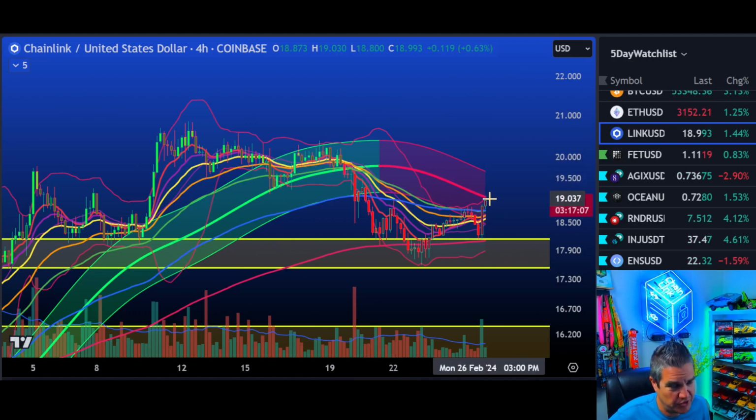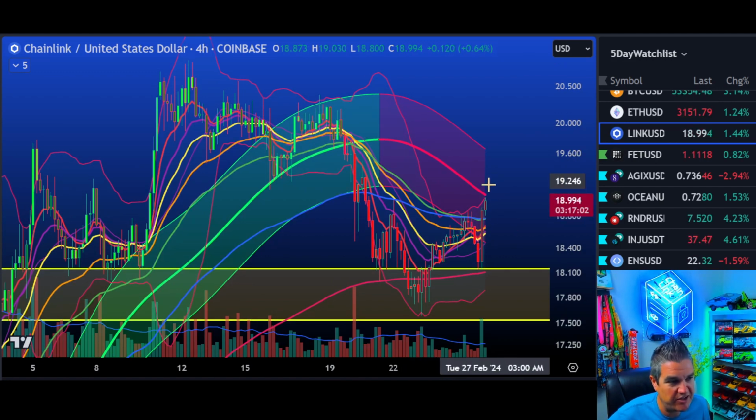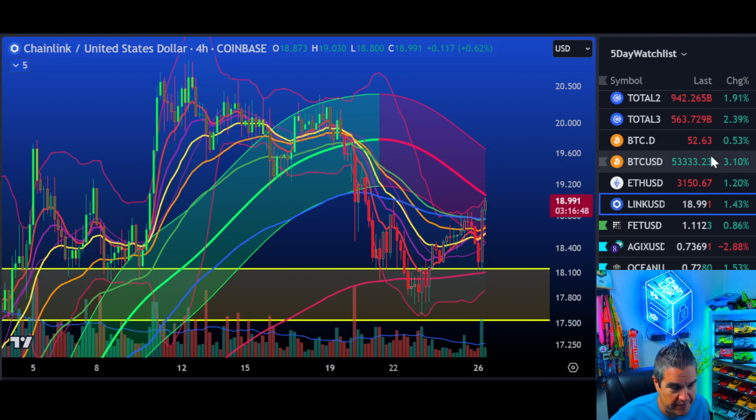Gaussian channel red for Chainlink. However, we're knocking on the door of turning this back to bullish, right? We just have to cross the median line here at around $19, right at the 4-hour bullish threshold. We have some nice volume coming out, following behind Bitcoin's footsteps. Bitcoin's up a bit today, so we need Chainlink to follow suit.